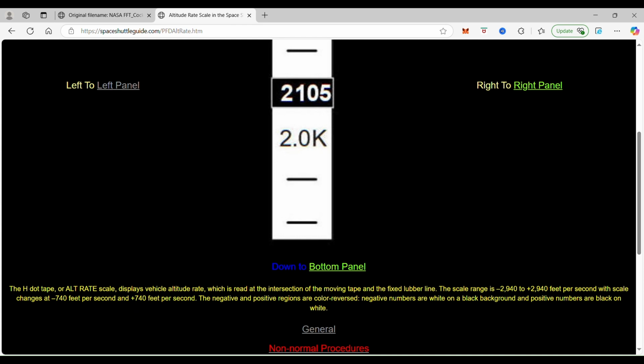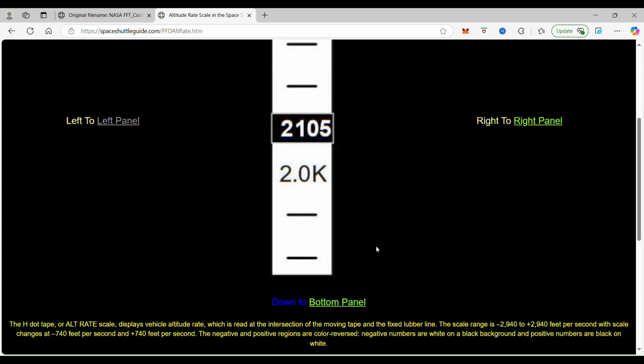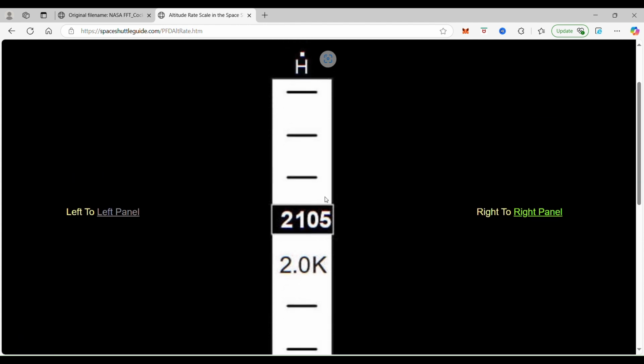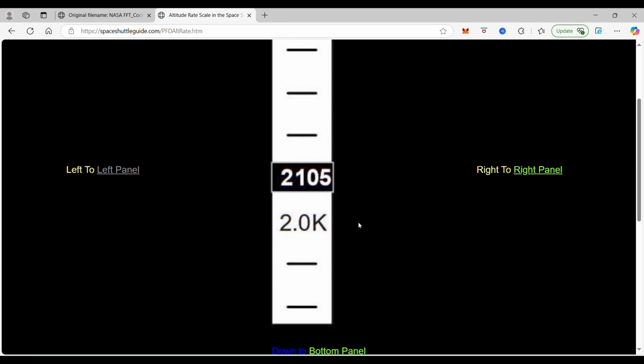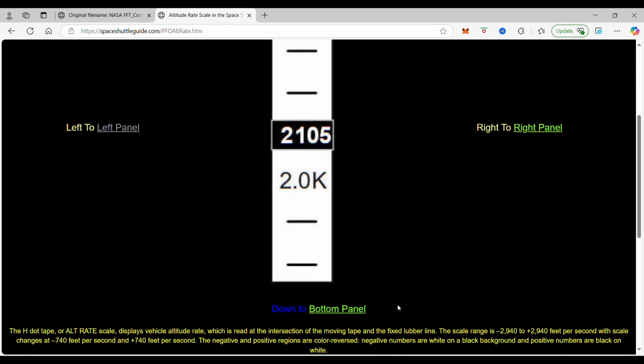The negative and positive regions are color reversed. Negative numbers are white on a black background, and positive numbers are black on a white background. If we have any aviation buffs out there, this is basically your vertical speed. Usually in an airplane it's 500, 1,000, 1,500 feet per minute. Feet per minute in an airplane. We're talking feet per second is what this is in.